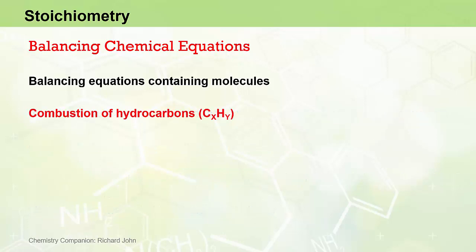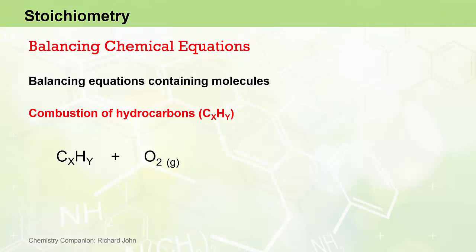So we'll use the combustion of hydrocarbons as an example of how best to balance chemical equations. A hydrocarbon is any compound that contains just carbon and hydrogen. And the X and the Y here indicate that there is any ratio of carbon atoms to hydrogen atoms, representing hundreds, if not thousands, of hydrocarbons that exist.